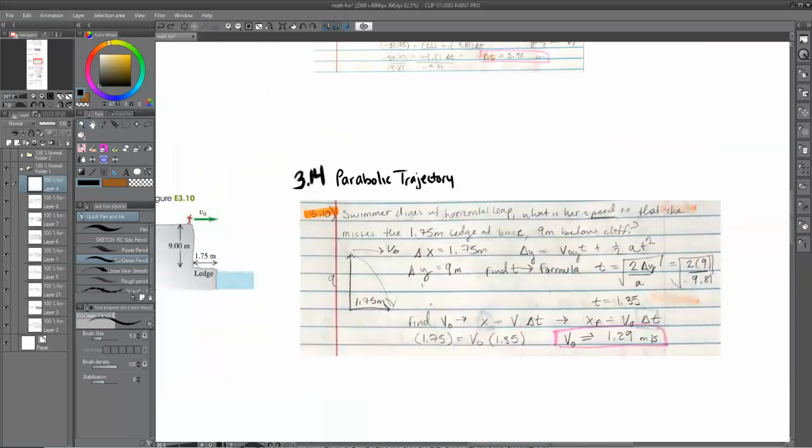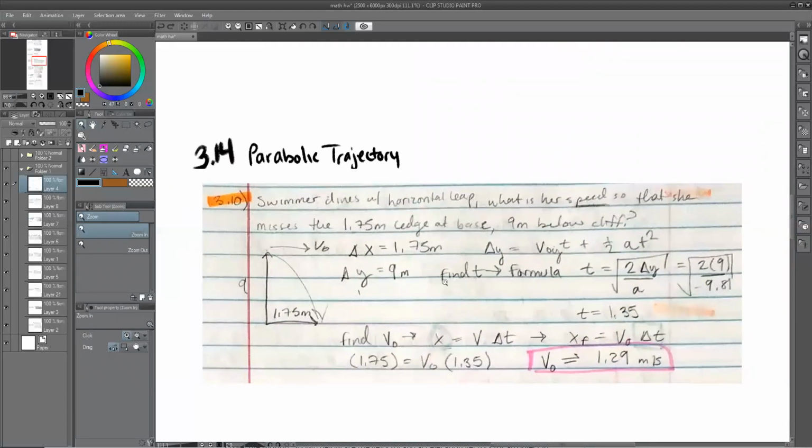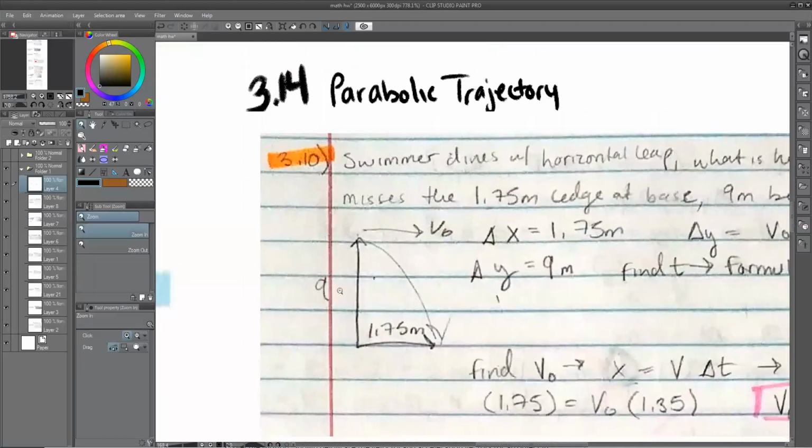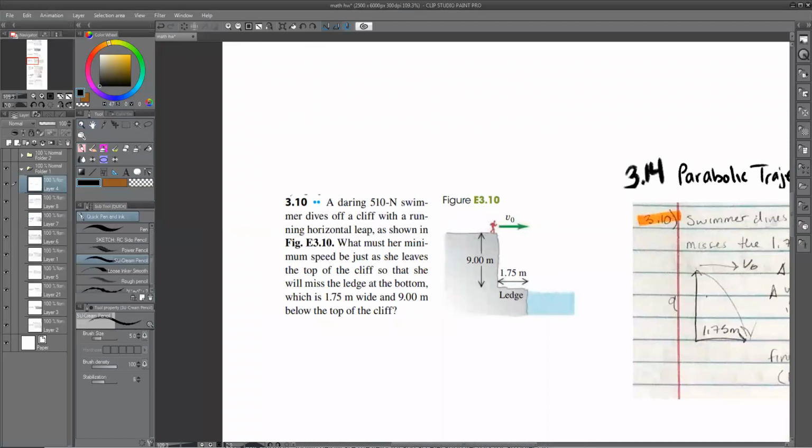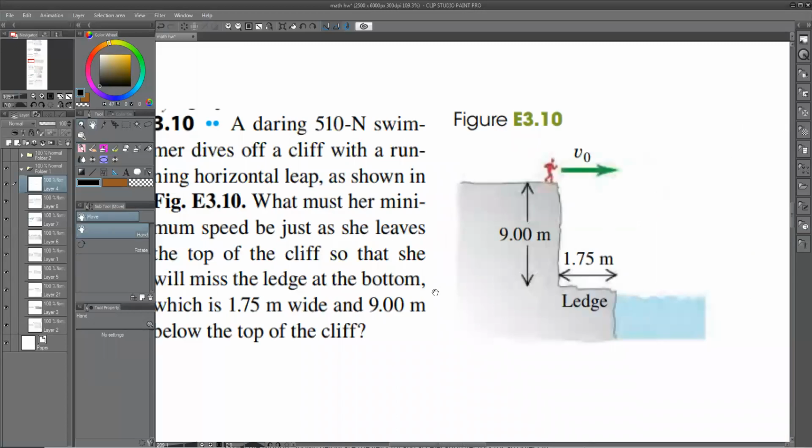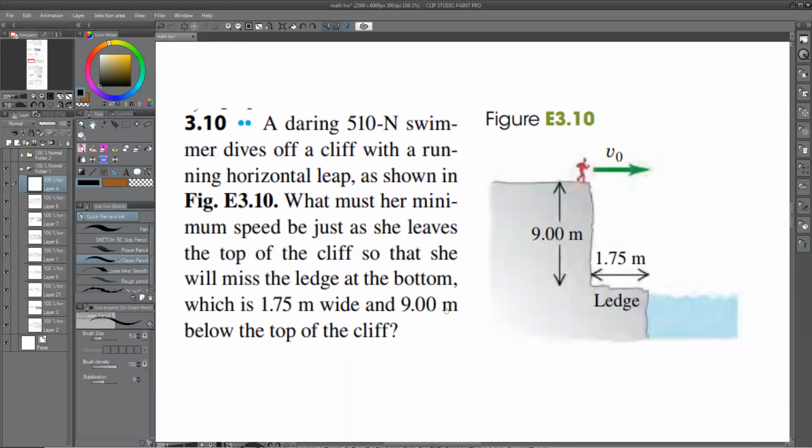Parabolic trajectory is a little bit more complicated, but it's not too bad. This problem is asking: a daring 510 N swimmer dives off a cliff with a running horizontal leap, as shown in this figure. What must her minimum speed be just as she leaves the top of the cliff so that she will miss the ledge at the bottom, which is 1.75 meters wide and 9 meters below the top of the cliff?